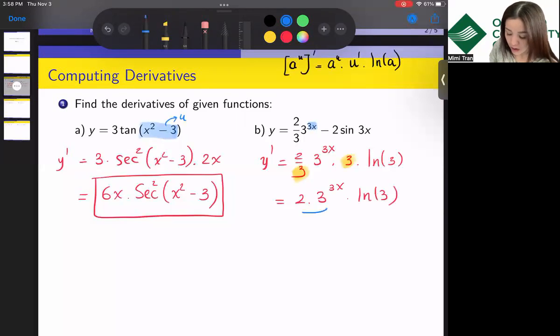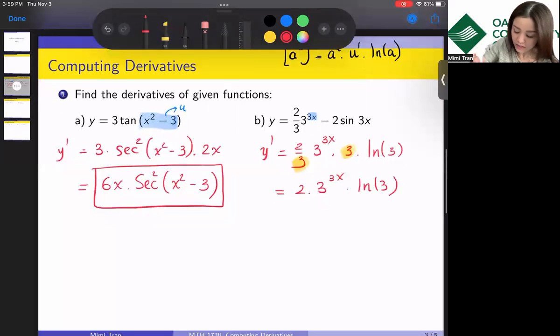And please do not combine the two together to become a 6. I see people do that. I know it's tempting, but we don't have any rule that allows us to do that, right? Those two are different things. And that's it, that's your solution. Oh, I forgot the negative 2 sine of 3x. I'm sorry about that.